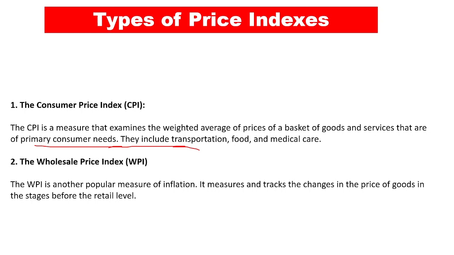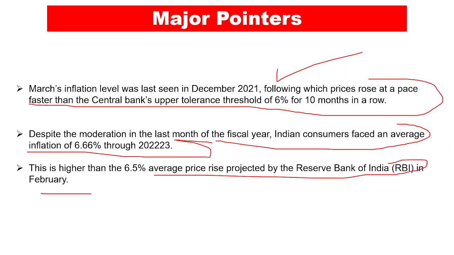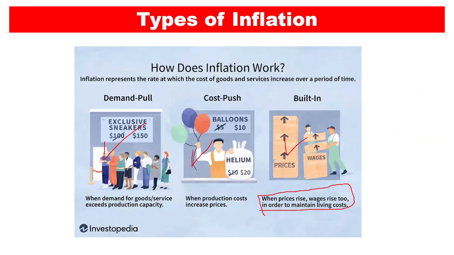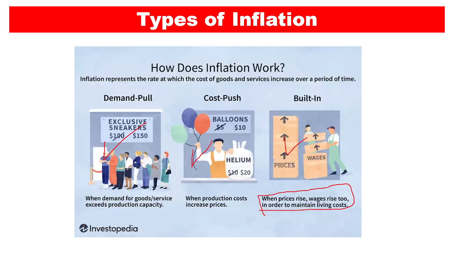So this is it regarding this particular newspaper article. We have talked about the causes of inflation, we have talked about the inflation figures, we have also talked about the types of inflation, which are basically three: demand pull inflation, cost push inflation and built-in inflation. Then we have the types of price indexes, which are basically CPI and WPI, and the inflation associated with them is called retail inflation and wholesale inflation, right?